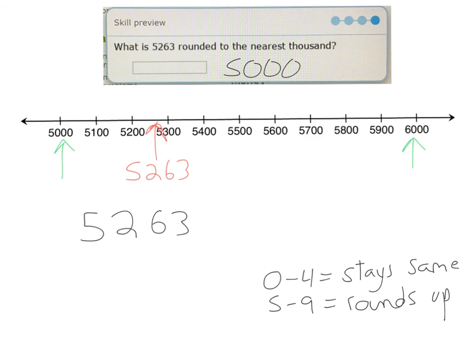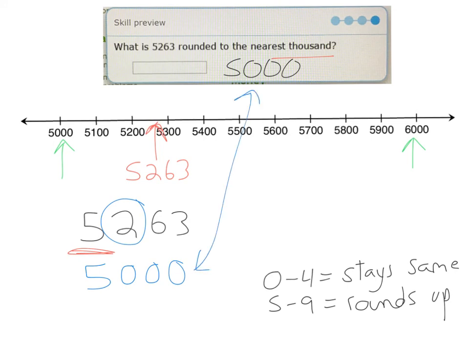Using our rule, I'm going to underline. We're looking for the nearest thousand, so I underline the thousands. I'm going to circle the one to the right. It's a 2. That suggests the 5 is going to stay the same. And the numbers turn to zeros. So 5,000, and it matches. Okay, that's it for this section.